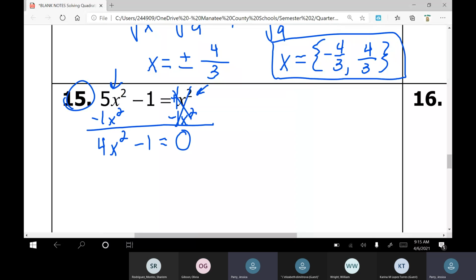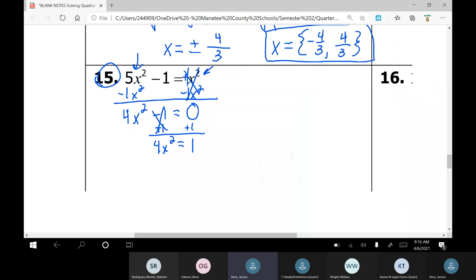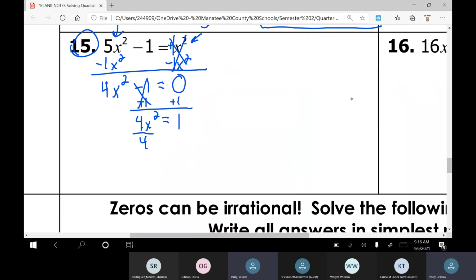Okay, so we just had to first get all of our variables on one side, and then continue solving like normal. Next is add 1 to both sides. So then we have 4x squared equals 1. And then I divide by 4. So we've got our x squared equals this 1 over 4. I cannot simplify, so I'm going to rewrite 1 over 4.